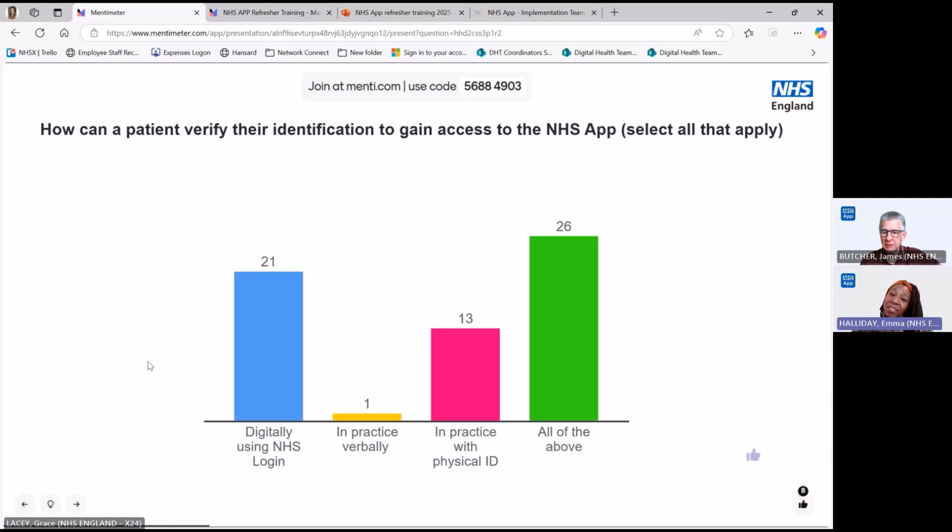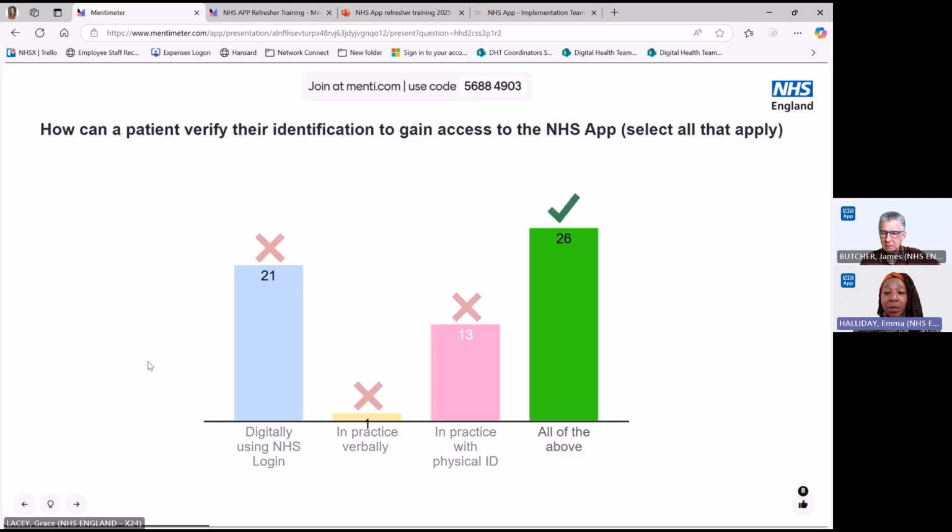A few more questions. And if you're unable to get onto the Menti, if you can put your answer in the chat, we can have a look at that there as well, or just write it down on paper, and you'll know if you've answered the question correct. So the actual correct answer is all of the above. So they can actually come into practice verbally, because if they're coming into the practice and you know who they are, they can answer some questions, and then you'll be able to provide them with that access. So next question, please.